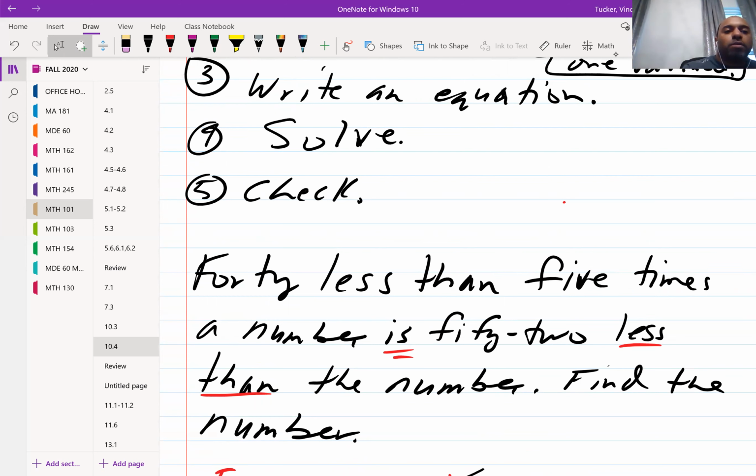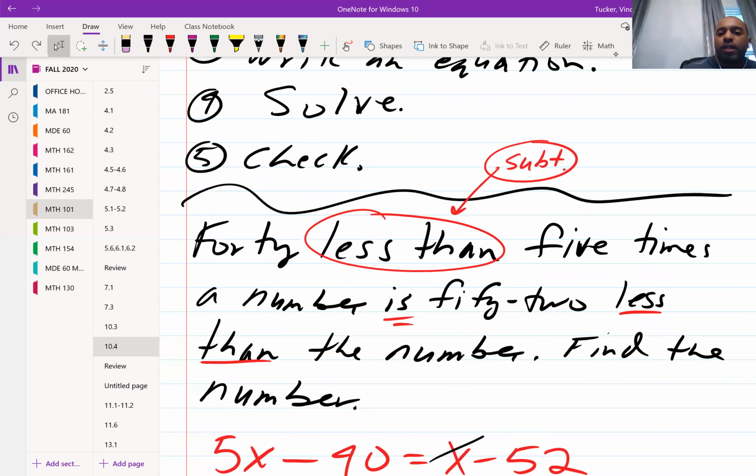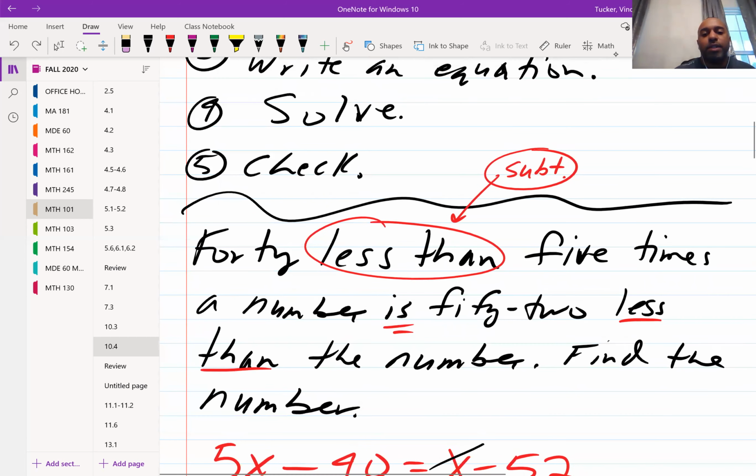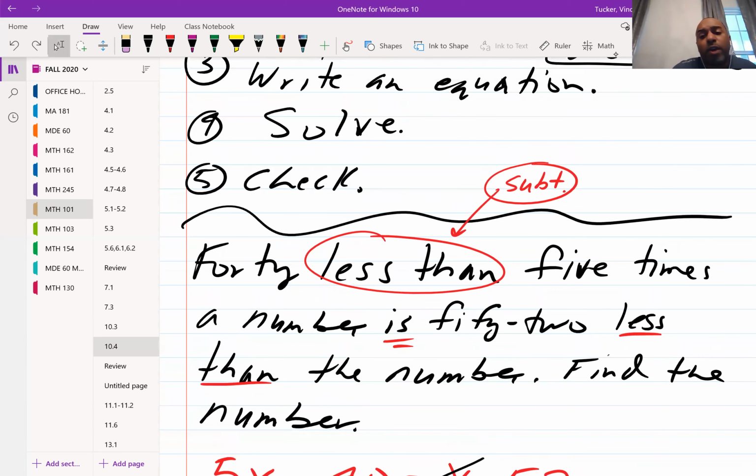All right. So once again, we're going to look at keywords. That's going to help us set this up. The first key phrase that we see is "less than." That means subtract. So 40 less than 5 times a number. 5 times a number means 5x. Remember, a number is going to be our variable for us. Then we have 52 less than the number.